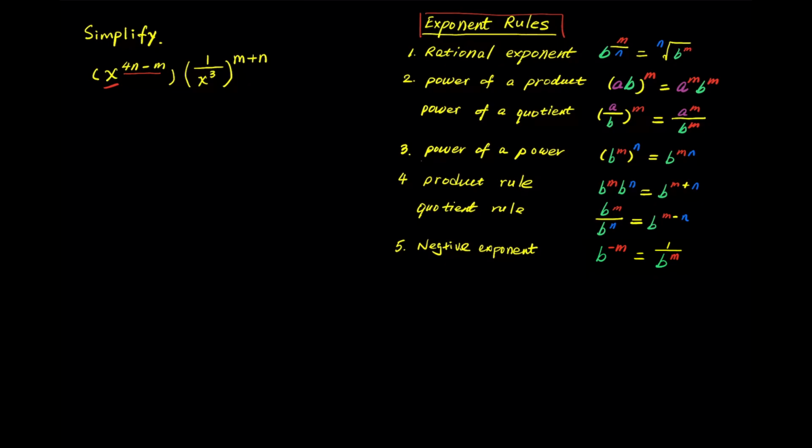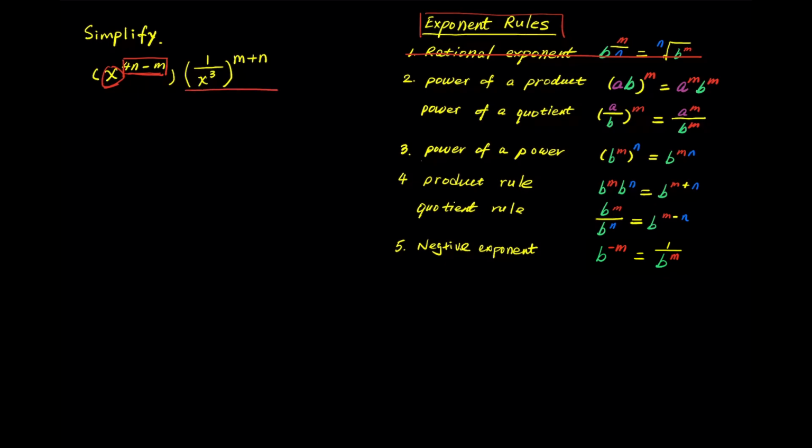Notice there are no radicals, so we can set the first rule aside for now. Looking at the first part, x to the power of 4n minus m, we see it's already in its simplest form. A base raised to a power of 4n minus m. There's nothing more we can do with that right now, so we'll just leave it as is. Then let's focus on the second part.